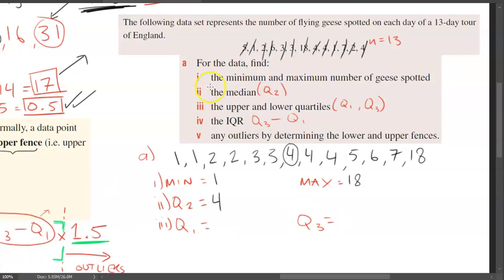Third one, we're going to be looking for Q1 and Q3. So Q1, 1, 2, 3, 4, 5, 6, middle 2 here. 2 and 2, so it's 2. And for Q3, 1, 2, 3, 4, 5, 6, middle 2, 5.5. So it's in the middle.